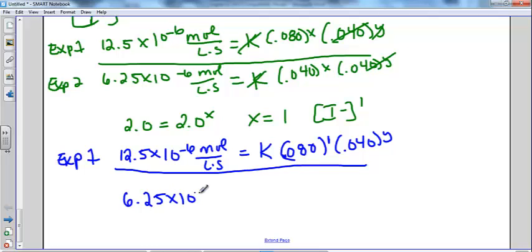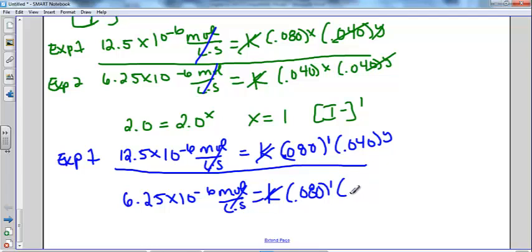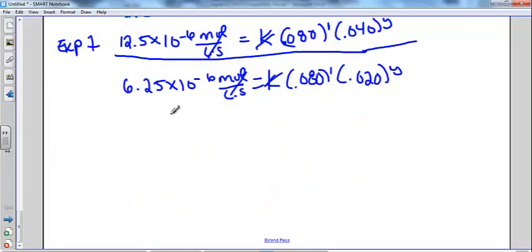So 6.25 times 10 to the negative sixth moles over liters times seconds. Those are all going to cancel out right there. We're looking for K, so that's going to be gone. We're looking for 0.080, so that's going to be gone. And then we've got 0.020y. And so we're solving for the y here.